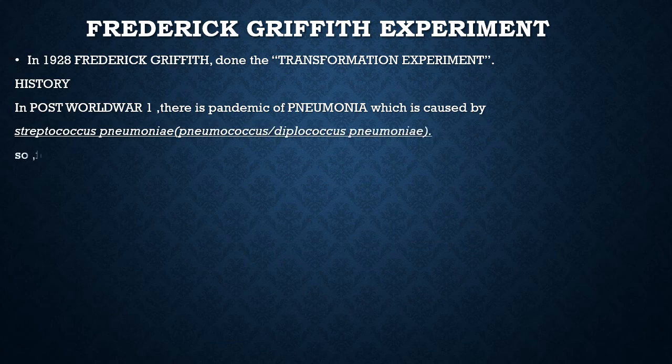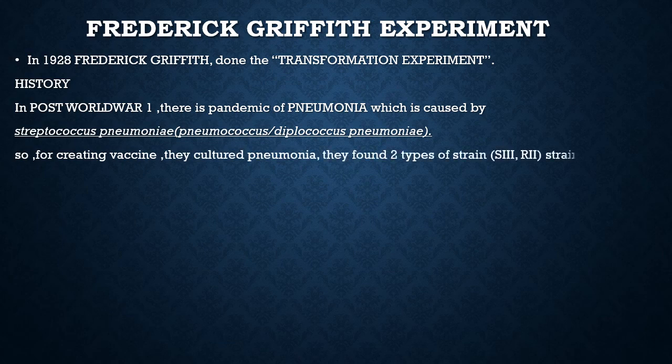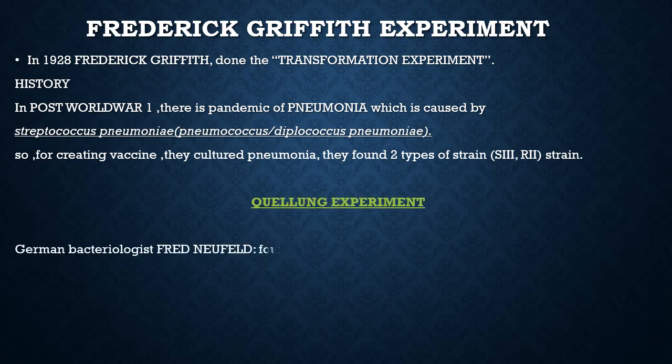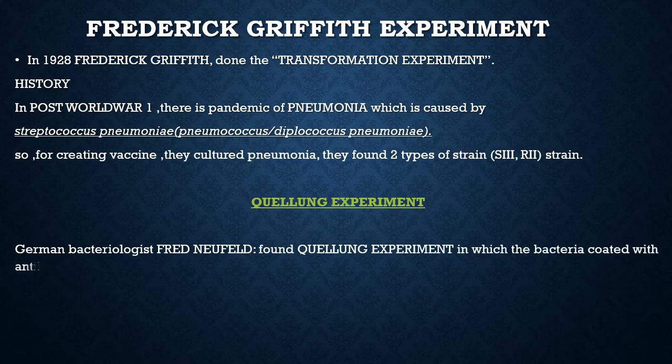So, for creating a vaccine, they cultured the pneumoniae in a plate. They found two types of strain, S3 strain and R2 strain. How did they know about the strains? Before 1928, a German bacteriologist named Fred Neufeld found the Quellung experiment, in which the bacteria are coated with antibodies.